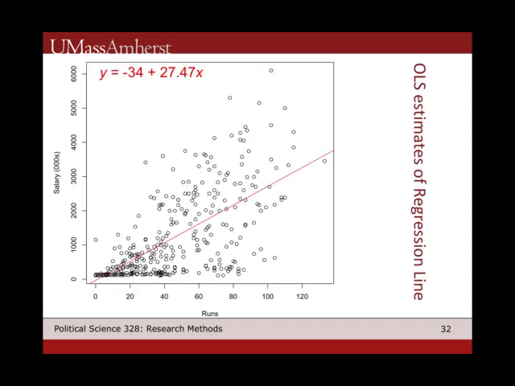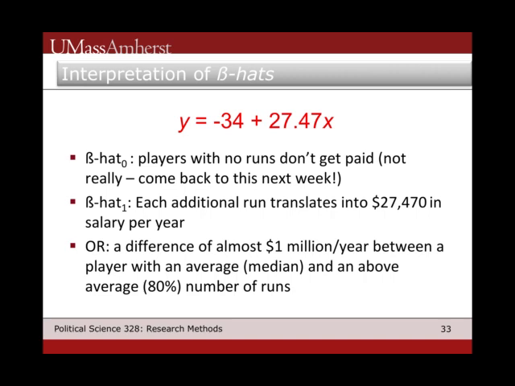What that means is that if you want to know what line is being graphed there, it's the line y equals negative 34 plus 27.47 times x, where x is varying between 0 and 140 or so. Then if we want to interpret this more precisely, we might say players with no runs don't get paid. Again, that's not really the case, because remember that negative 34 is indistinguishable from 0. We know that's not really the case because there's actually a salary minimum.